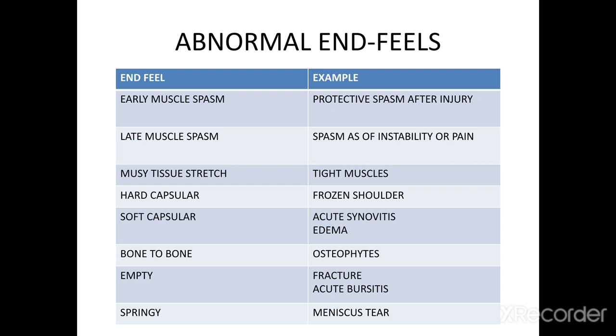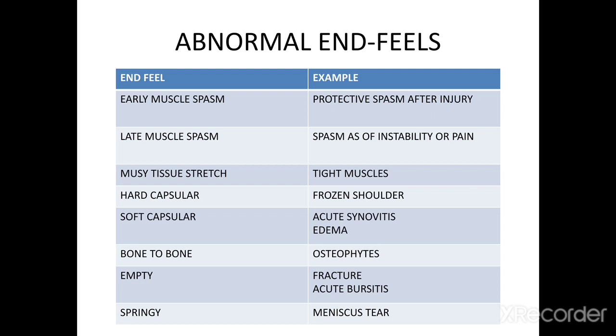The second is the late muscle spasm. The late muscle spasm is basically seen at the end of the range, and it is seen in instability or pain. A very good example of the late muscle spasm is the muscle spasm which occurs during the apprehension test for anterior dislocation of the shoulder.